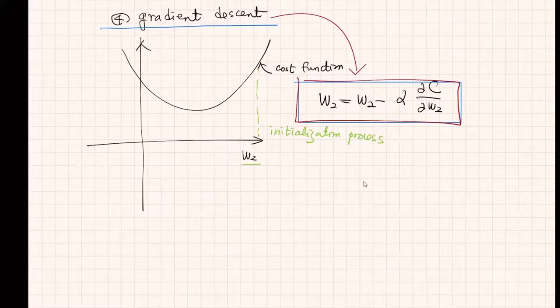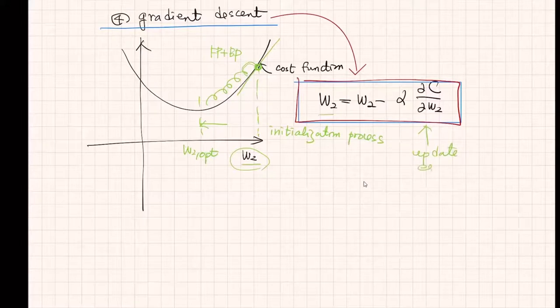Initially, we can guess W2, and then at some point, we have to find the optimum W2. It will take some time, an iteration that consists of forward propagation and backward propagation. So initially, let's assume we are here, then we have to update W2. And this equation is actually the update equation. And with the iteration, we will go to an optimal value.